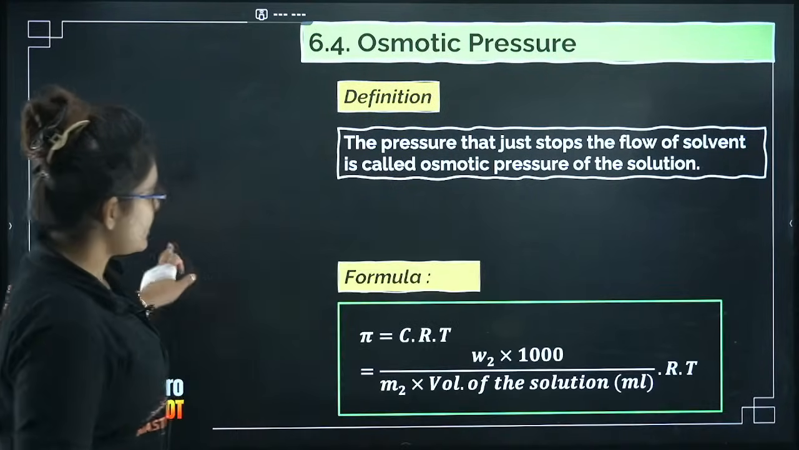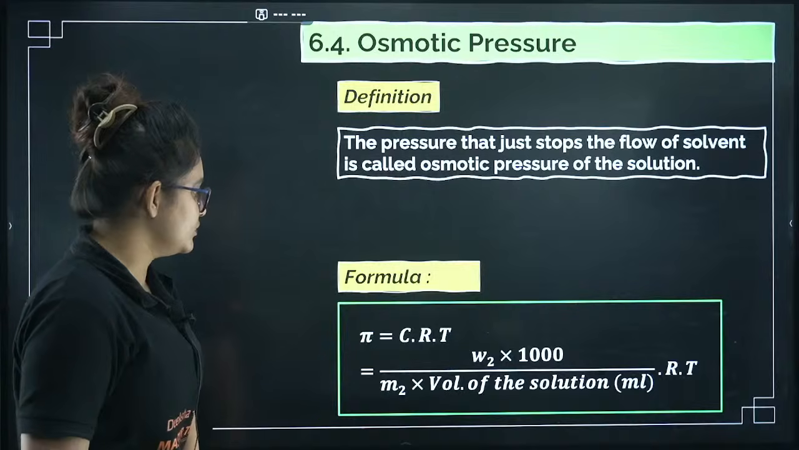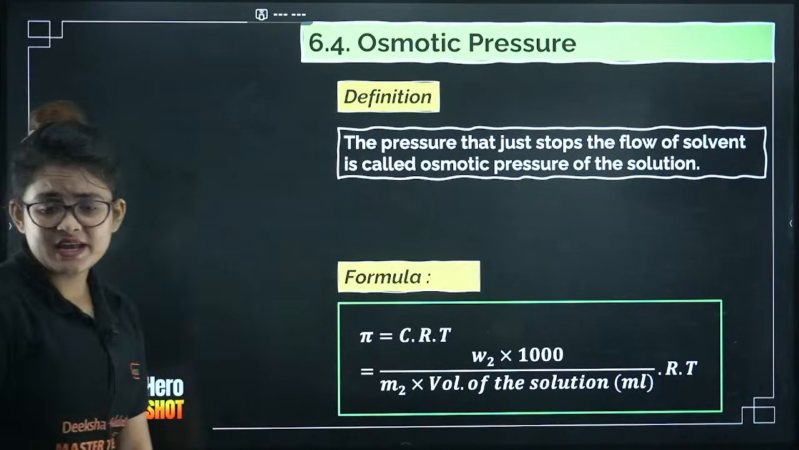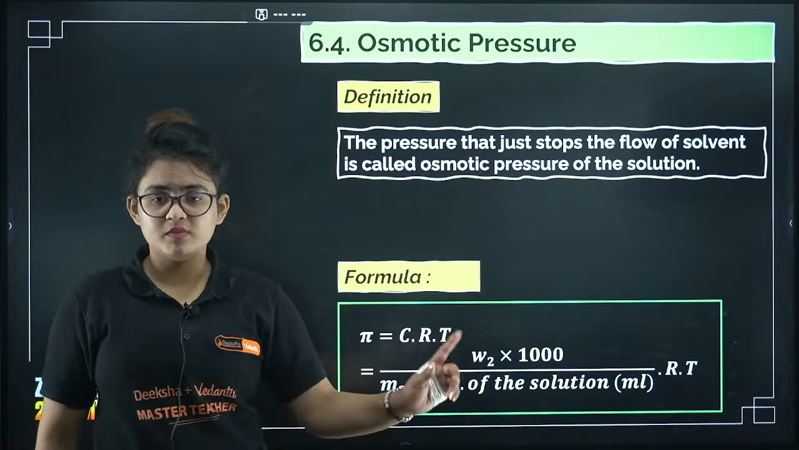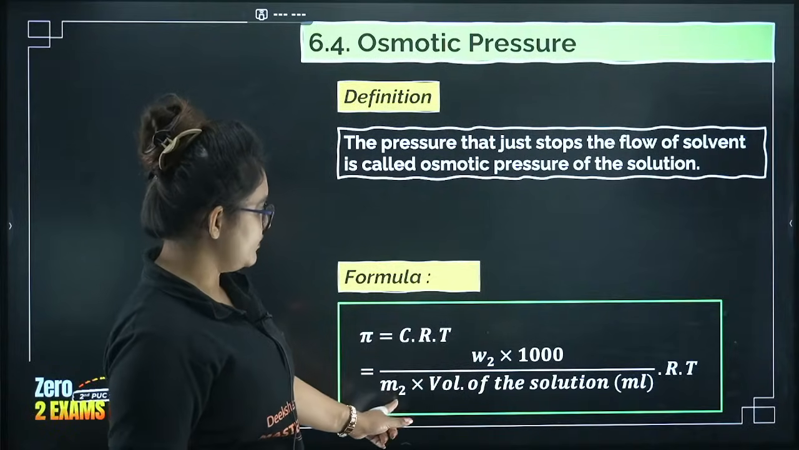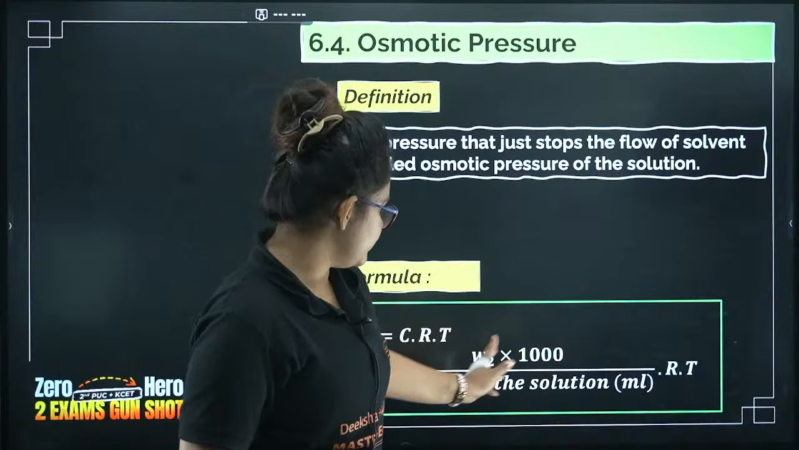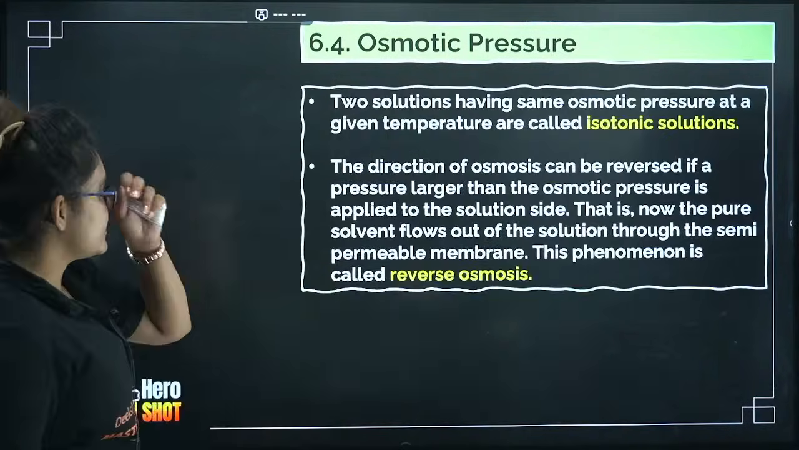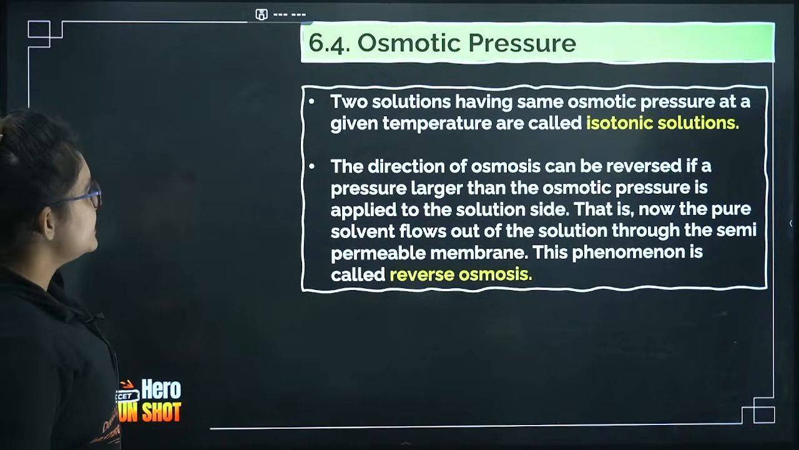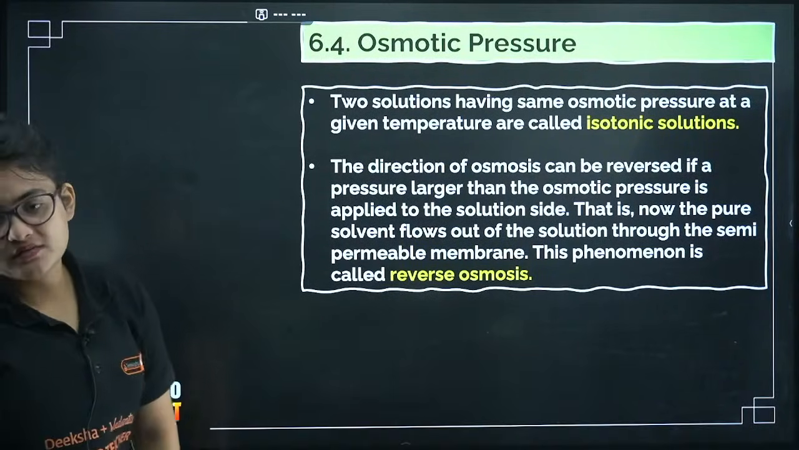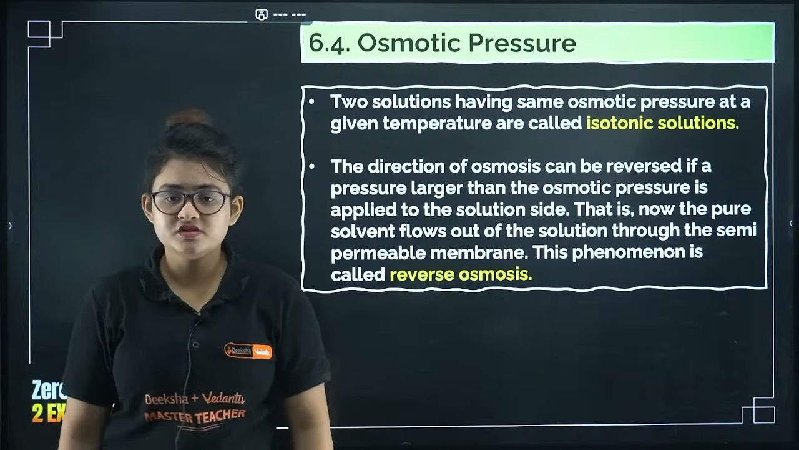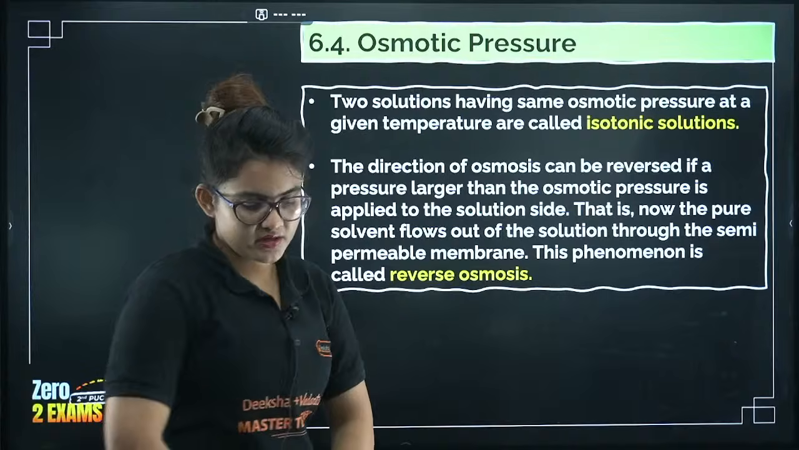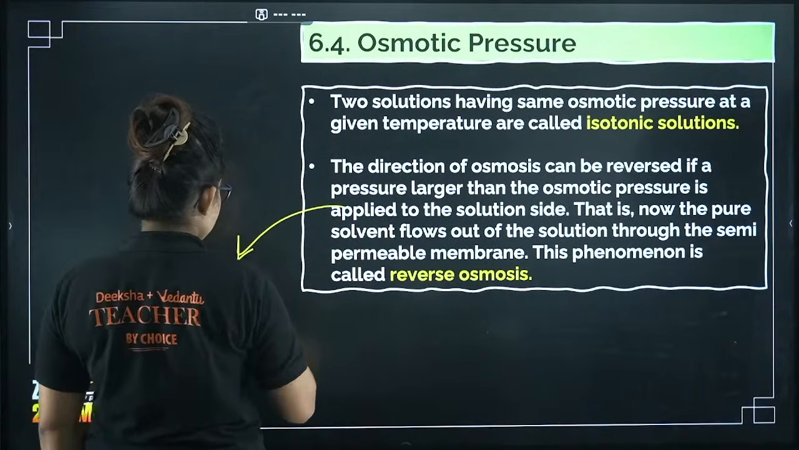Here we can use this formula, pi equals to CRT. C is basically N by V, right? Number of moles can be written as W2 by M2, and volume comes by default, R into T. It's clear, I guess. Let's proceed. Two solutions, if they have the same osmotic pressure, are called isotonic solutions. Here comes a very important question that I am writing as a board alert.